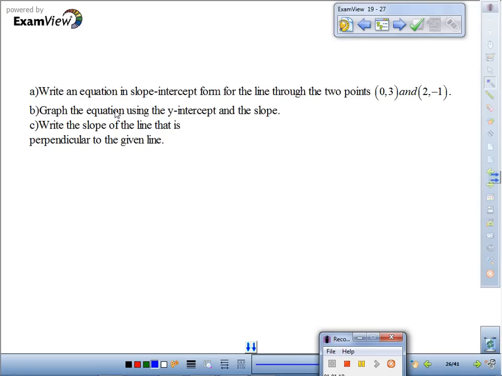Number 19, write an equation in slope intercept form for the line through the two points 0, 3 and 2, negative 1. Part B, write the equation using y-intercept and slope, graph the equation. And letter C is write the slope of the line that is perpendicular to the given line. So first of all, to provide an equation, we need two things, slope and y-intercept. Or if they give us two points such as this, we need at least one point and a slope. So the first thing that we need to write is our point-slope form.